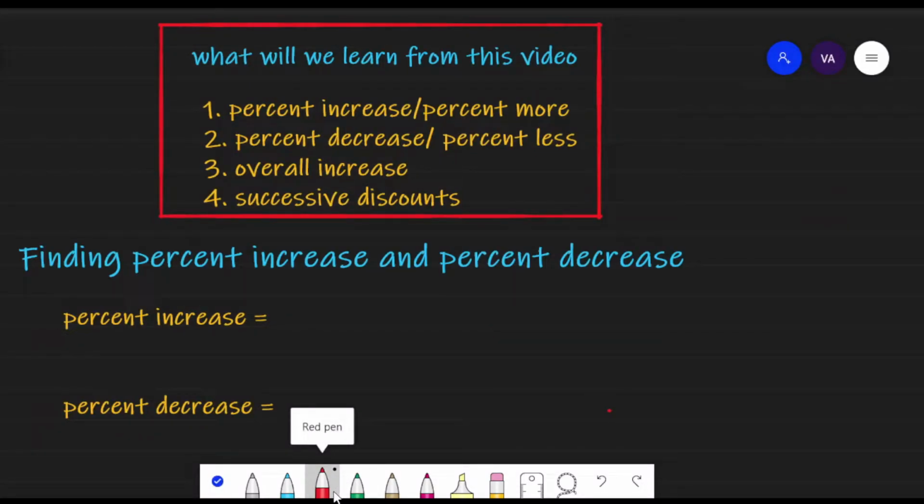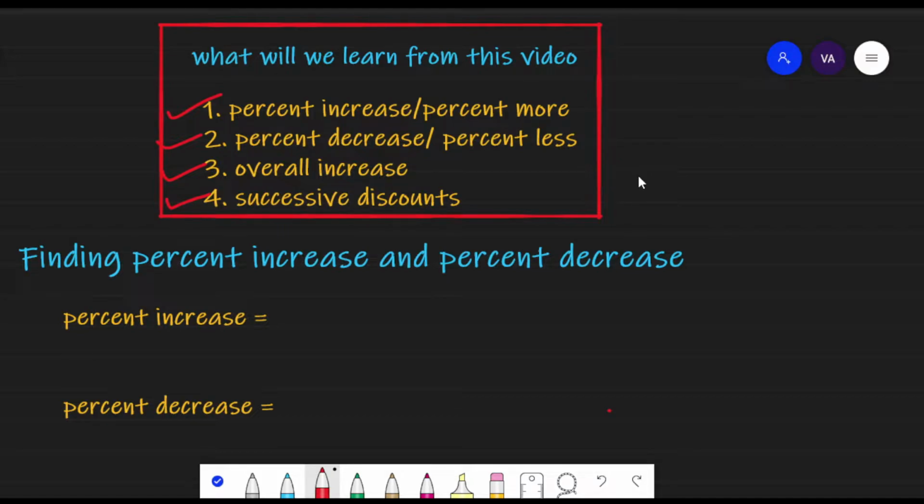Welcome students. Today we will see some percentage problems. Let's quickly look at what we will learn from this video today. We will see some problems of percent increase or percent more, percent decrease or percent less, overall increase and successive discounts.